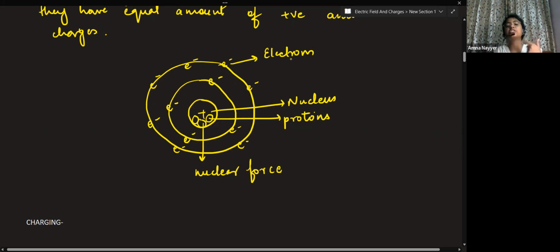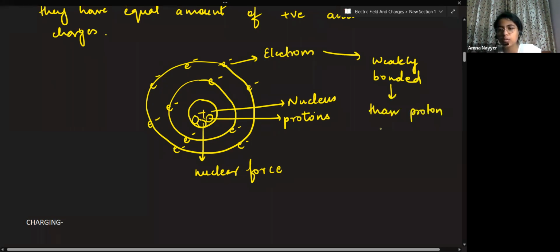That's what makes the process of charging or conduction of electricity possible. Because these electrons are weakly bonded as compared to protons. So electrons which are in the outermost shell are the most weakly bonded, the weakest.